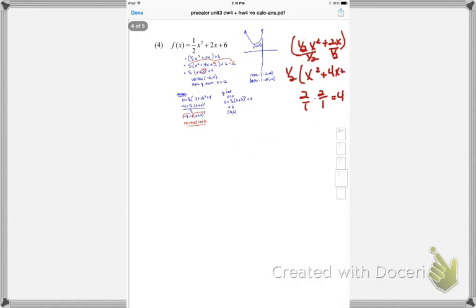And then leave your space for completing the square. Don't forget to factor that back in, distribute it, and subtract it out. Again, you have no real roots. You still have to solve this algebraically to show us that there are no real roots.